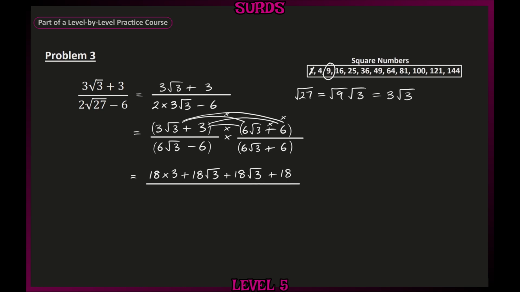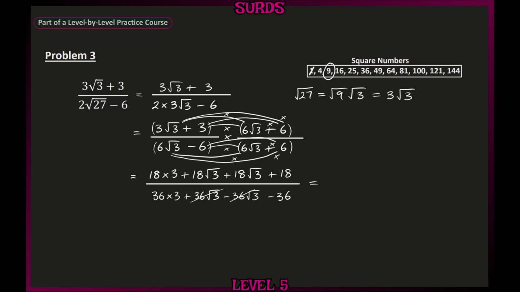Moving on to the denominator, we have 6 root 3 multiplied by 6 root 3. Well, 6 times 6 is 36, and root 3 times root 3 is 3. So we get 36 times 3. Then we have 6 root 3 multiplied by 6. 6 times 6 is 36, so this becomes 36 root 3. Minus 6 times 6 root 3 becomes minus 36 root 3. And finally, minus 6 multiplied by 6 gives us minus 36.